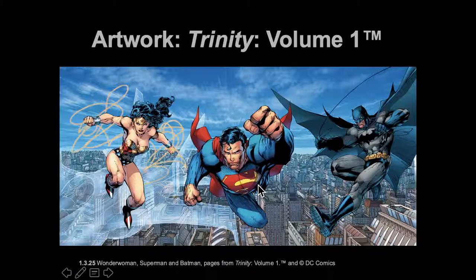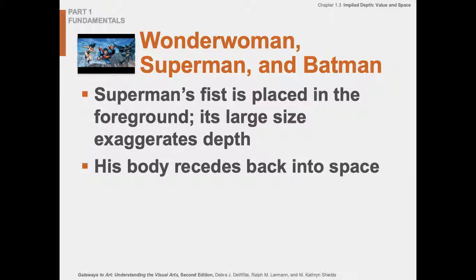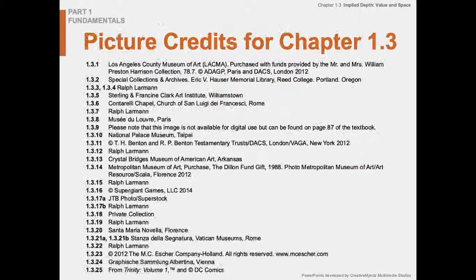That's foreshortening, meaning we're following the rules of perspective, so the objects closer to us are going to be bigger, okay, regardless of what they actually are, okay? It's exaggerating the depth, and his body's receding back into space. And I think that's it.